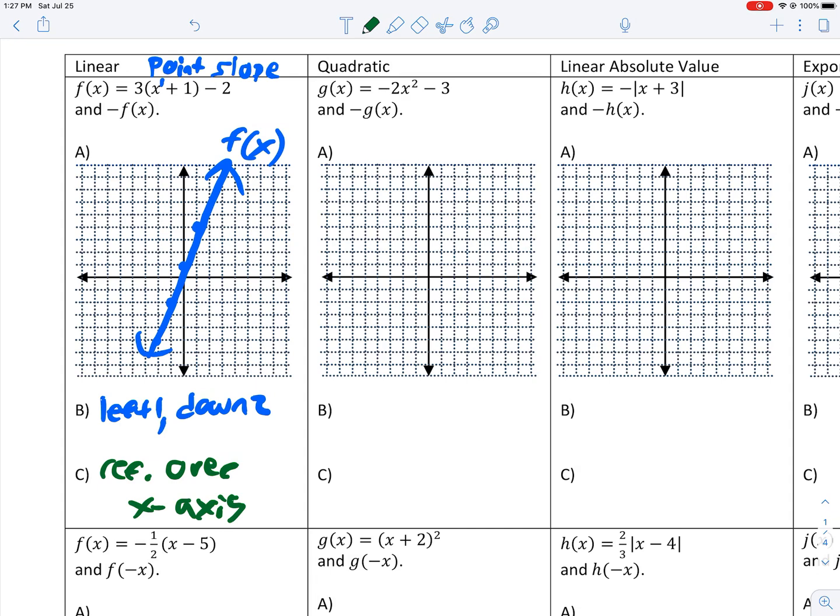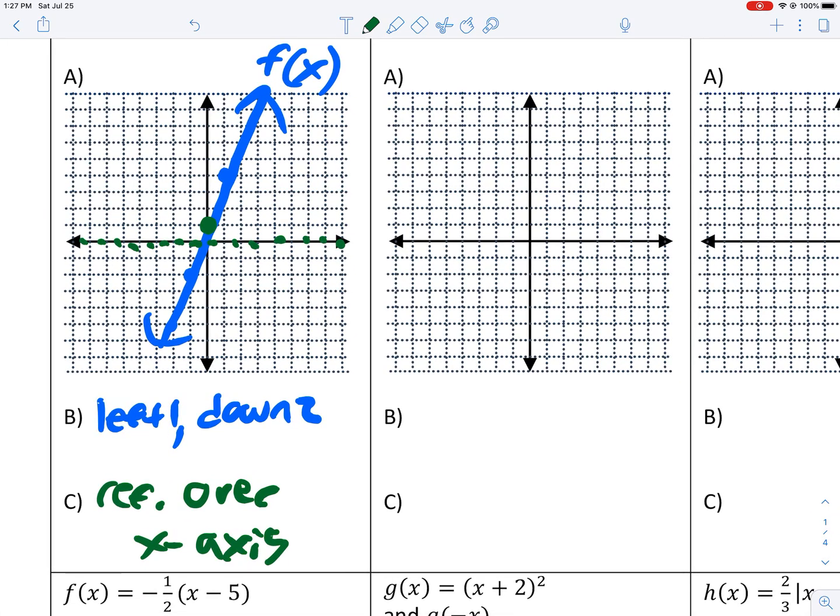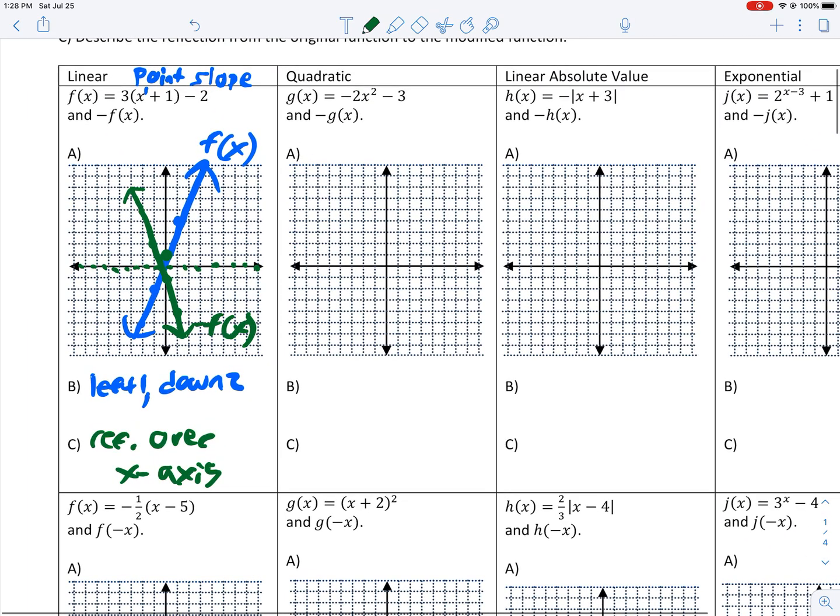Okay, so how do we reflect? Well, the x-axis is this line right here, this green dashed line here. So to reflect, let's say we take this point here. If it's 1 above, now it's going to be 1 below. This one's 2 below, so now it's going to be 2 above. This one is 1, 2, 3, 4 above, so now 1, 2, 3, 4 below. Right? And then again, you can keep going. Right? So now there's my reflection, minus f of x. So that's the reflection.